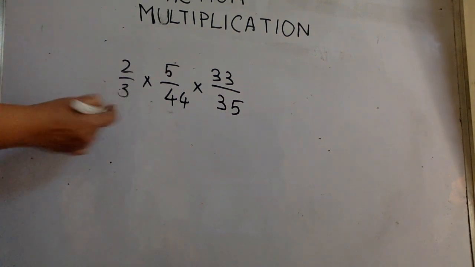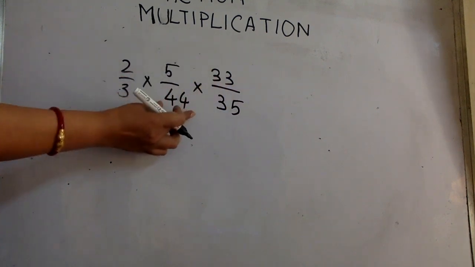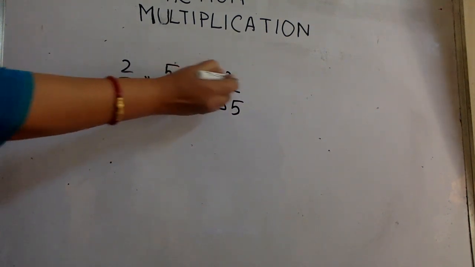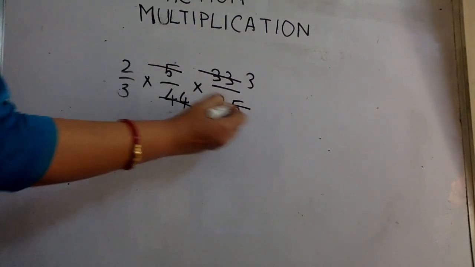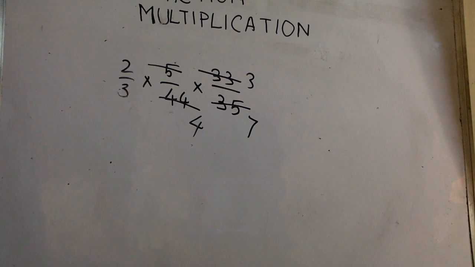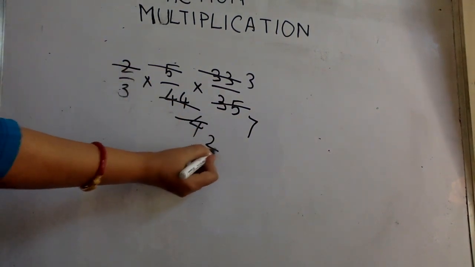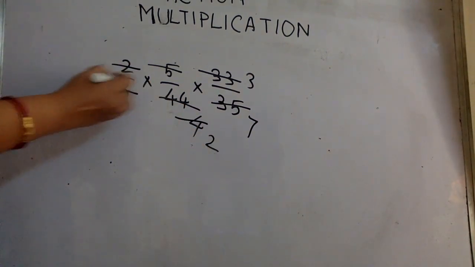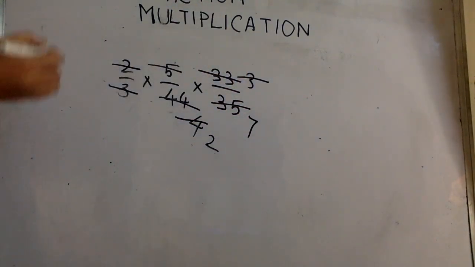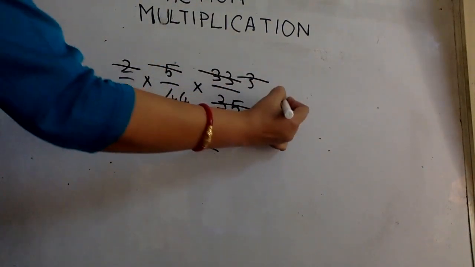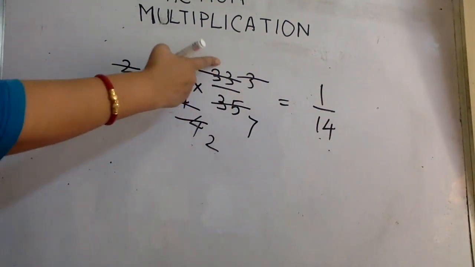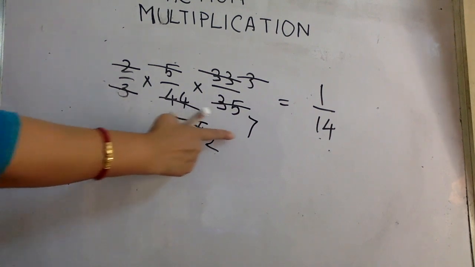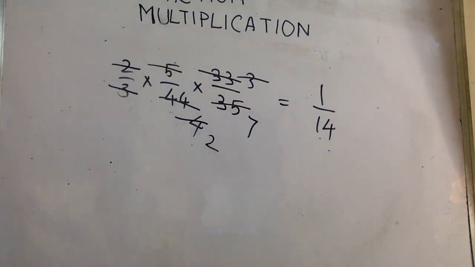First, the moment I write this sum, I note this 33 and 44 means it goes by 11. 11 threes are 33 and 11 fours are 44. Then this 5 and this 35, it goes with a 7. Okay, is there anything else? Yes, the 2 and the 4 with the 2. The 3 and the 3 gone completely. So you see such huge numbers, but then it has come down to only 1 by 14, all ones on top, and here just 2 and 7, that gives me a 1 by 14. That's my answer. Okay.